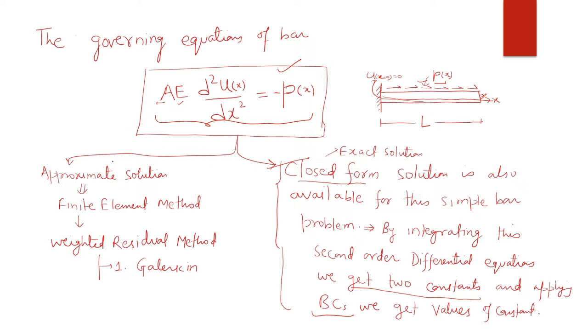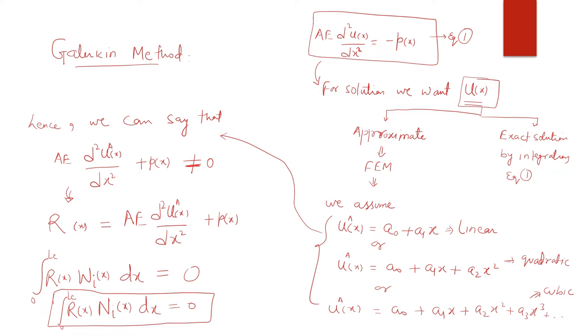Another is the approximate solution, which can be obtained by many methods, and we will use the finite element method. The finite element method is a weighted residual method, and one of the weighted residual methods is the Galerkin method. Now we know this is the governing differential equation, AE d2u(x)/dx square equals minus P(x), and we call this equation 1.